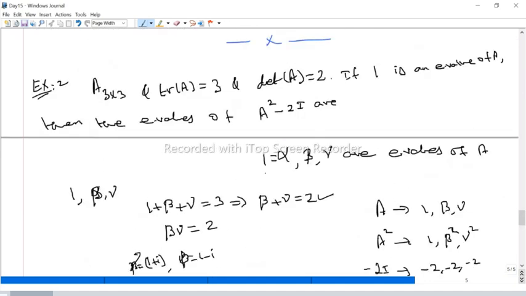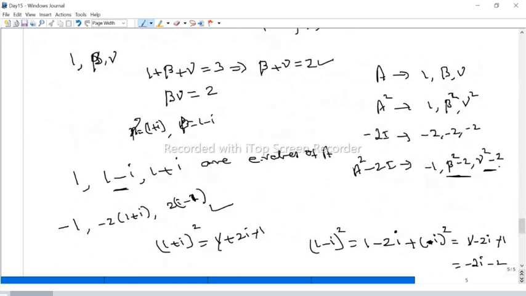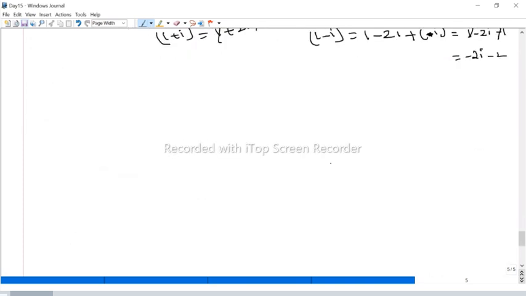So first you have to find the eigenvalues of A, and then you can easily find the eigenvalues of A square minus 2I. Okay. Now we solve one more problem. Third problem.